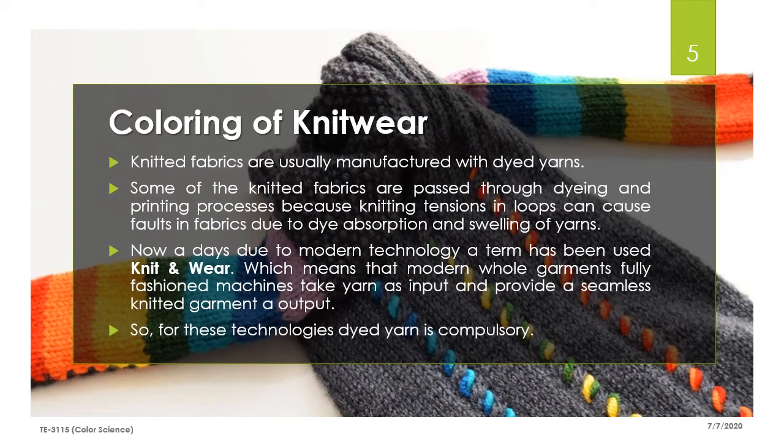Most of the knitted fabrics are manufactured from dyed yarn, so dyed yarn is received from spinning mills. However, some knitted fabrics are passed through dyeing or printing processes, which require very high temperature, and knitted fabrics can lose their stretch and comfort properties at high temperatures. But nowadays there is a trend of knit and wear, because many machines have been introduced in the market which form seamless garments from yarn. So for these technologies only dyed yarn can be used.